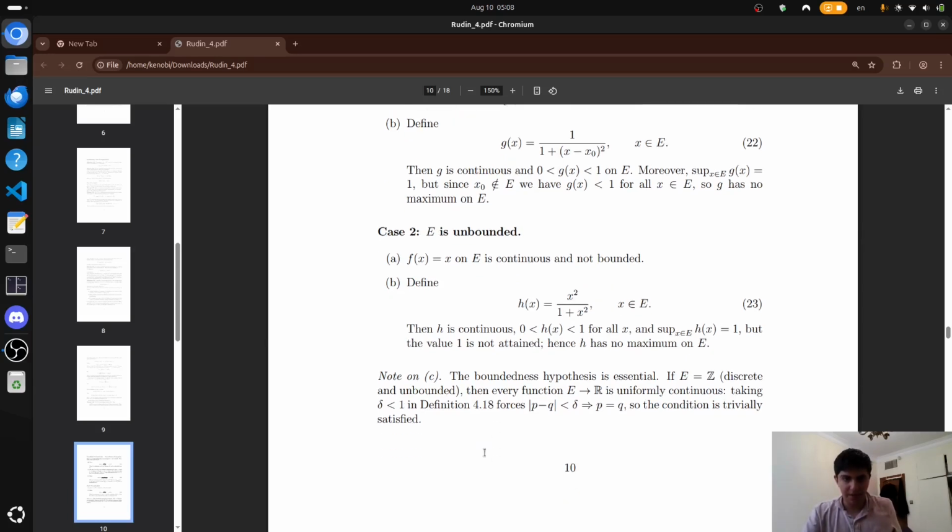Okay, now for C, the boundedness hypothesis is essential. If E equals Z, then every function from E to R is uniformly continuous. Taking delta less than 1 in definition 4.18 forces p minus q less than delta to imply p equals q. Because if it's less than 1, we know that the distance between each integer is 1. So that means you're just going to be left with one integer in that neighborhood. So the condition is trivially satisfied.